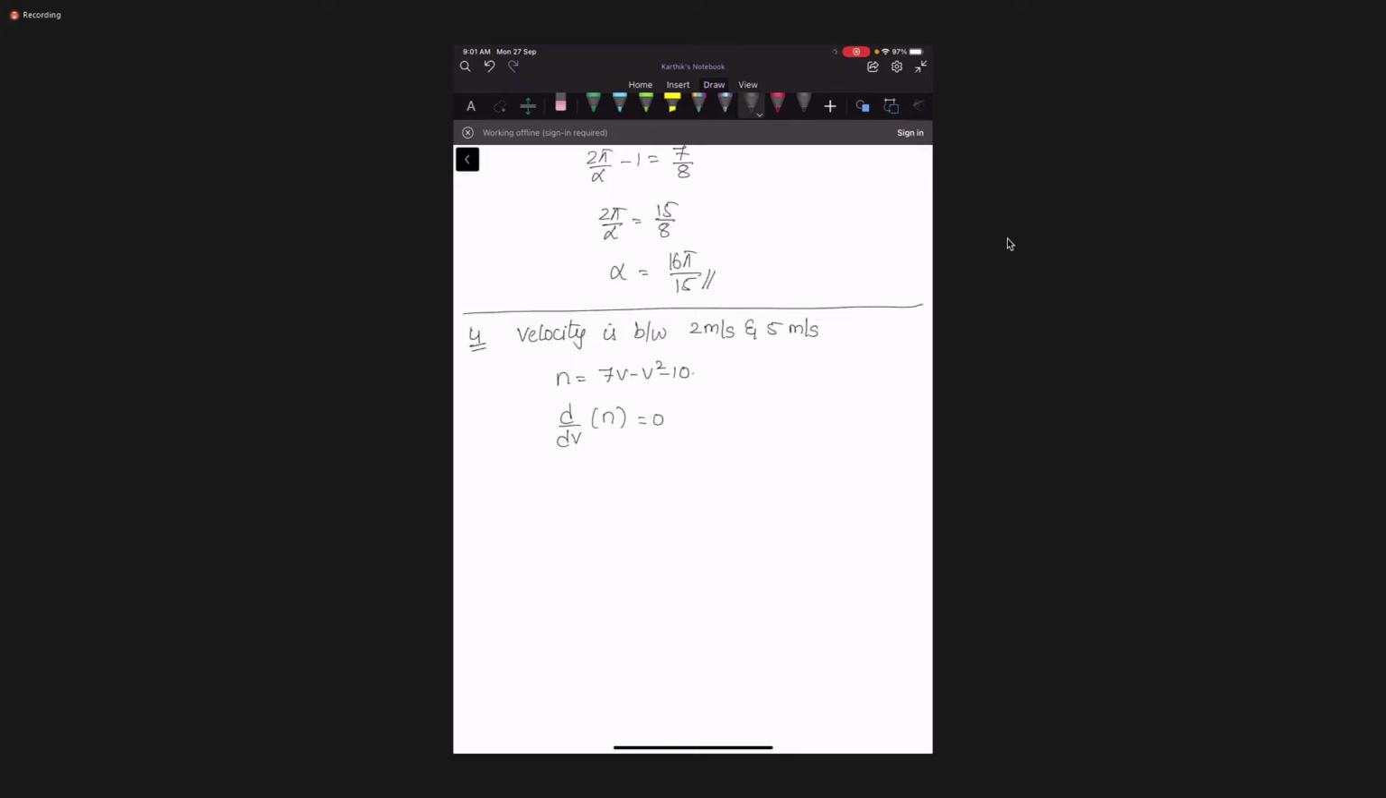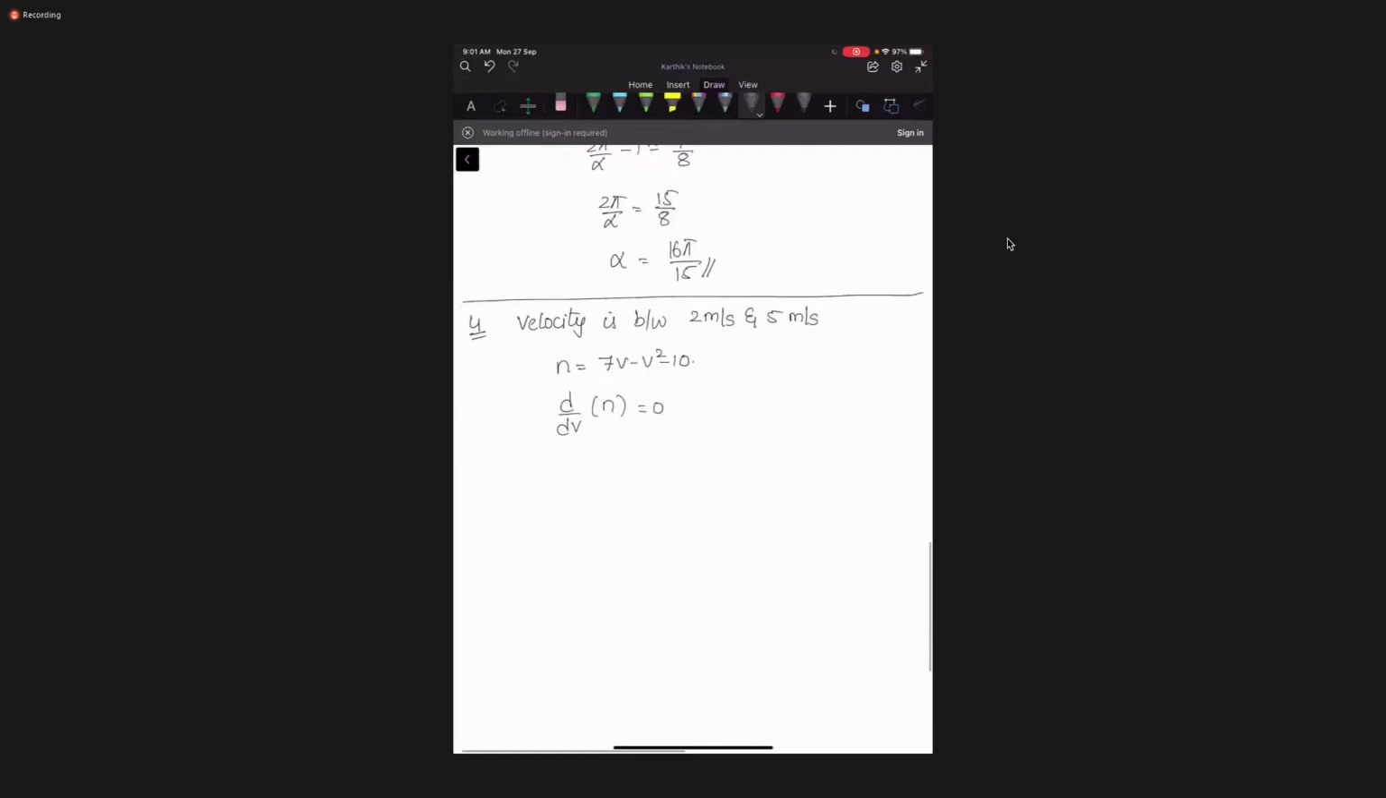Yes. The number of moles which have the same velocity, no? Yes, correct. So 7 minus 2V is equal to 0. So V is 7 by 2, 3.5. Clear? Understood? Yes, sir.